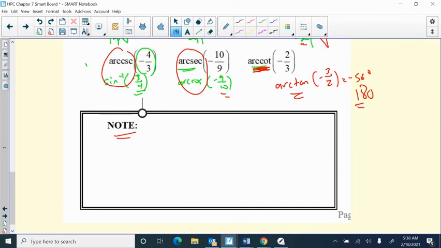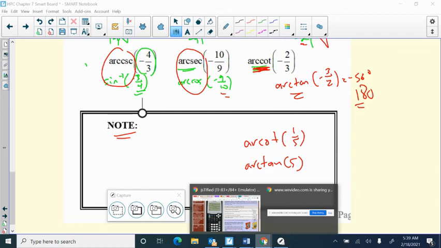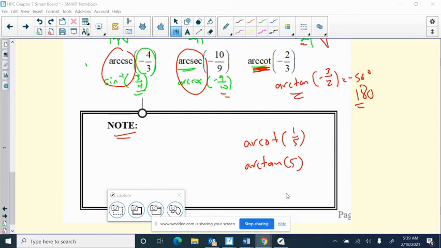Now, if I ask for arc cotangent of +1/5, I could use arctangent of 5 because the positives line up. It's the negatives we have to be careful of. So, okay, that completes our series of 3 videos on inverse trig functions.